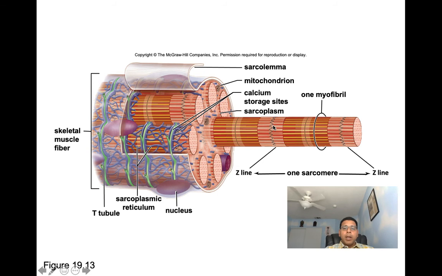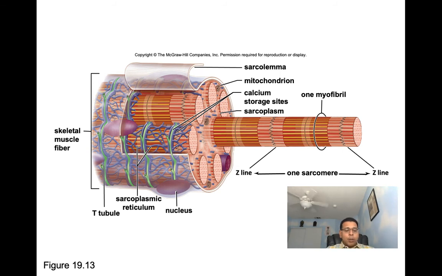A sarcomere is going to be the region that extends between two Z lines. So here we've got a Z line, and here we have another Z line. The space in between these two Z lines is called a sarcomere. So then here you can appreciate one sarcomere, and then we'll have another one right next to it, and next to that one, and next to that one, and it'll continue all the way through just like that.